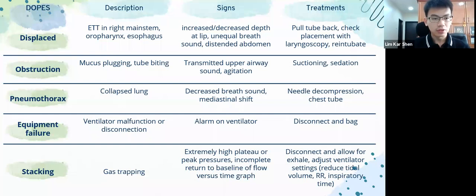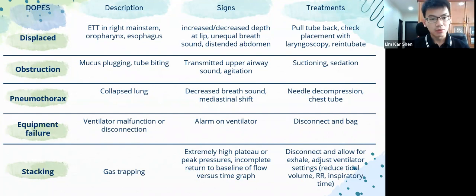Displacement of the ETT: the ETT can be in the right main stem, oropharynx, or esophagus. This can be detected through increased or decreased depth at the teeth level, unequal breath sounds, and a distended abdomen. Solution is to pull back the ETT, check the ETT placement with a laryngoscope, or even re-intubate the patient.